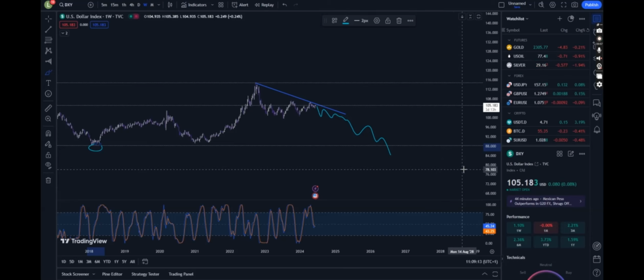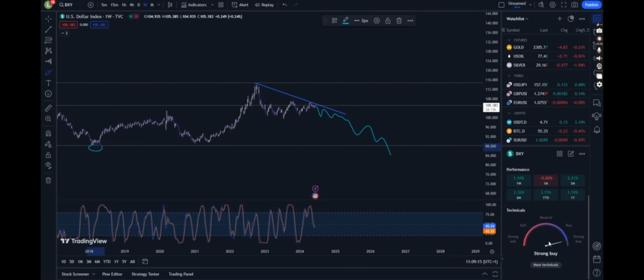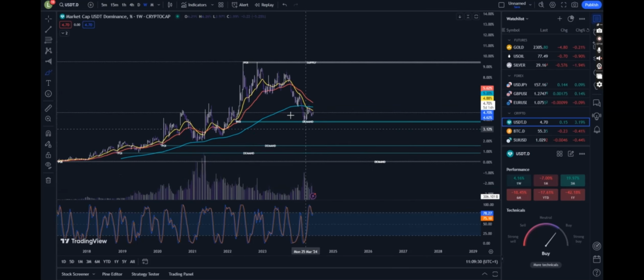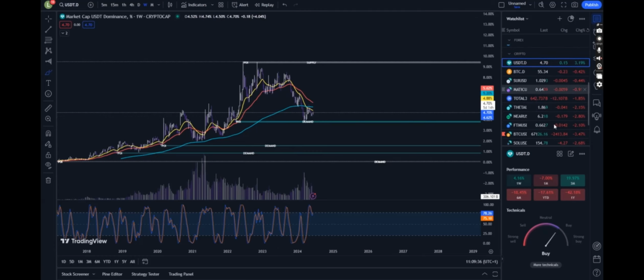So back to what I was saying. Also, if you look here, look at the dollar. It's on a strong buy. Go to the USDT dominance. As you all probably know, the USDT dominance is showing you when people are moving out of these altcoins, back into the dollar.